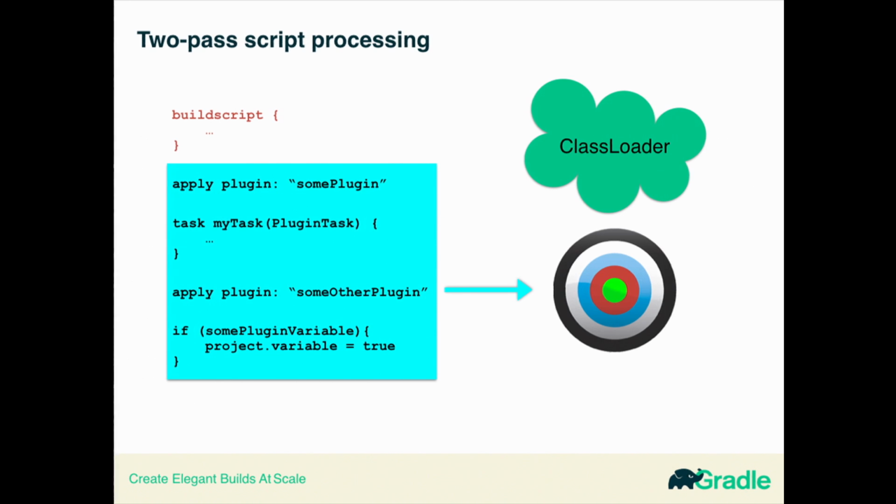Now, interestingly, if one of these apply plugins had been like an apply from some other script, then we would have gone to that script, done the first pass to pull out the build script, and created a second class loader just for that script's dependencies, and then run whatever's in the script in the second pass. So it's not like we upfront pull out all of the build scripts and make a bunch of class loaders and then execute them all. It happens for each script in two passes. Okay? This gets interesting later, I promise.